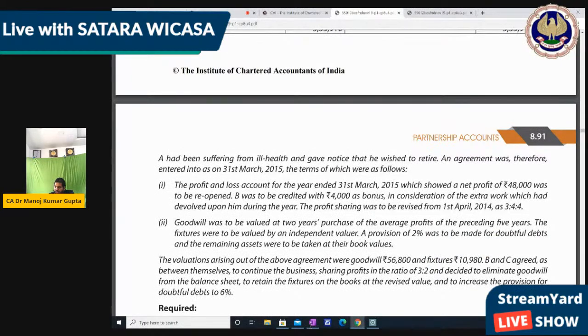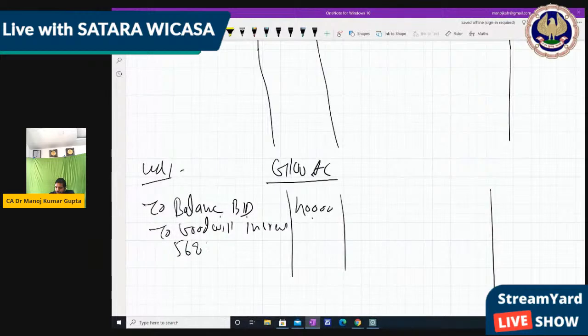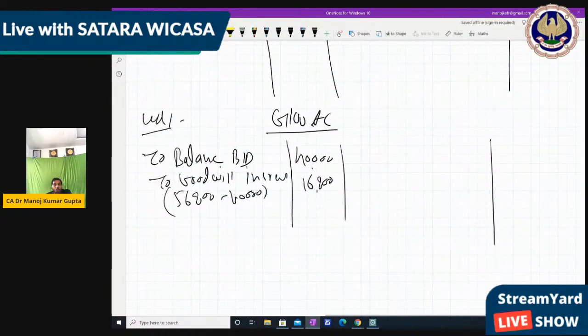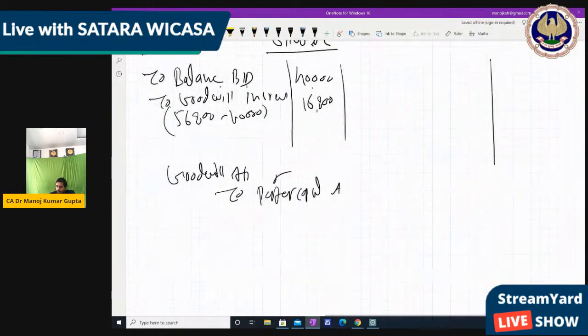The value arising out of the above agreement, but goodwill 56,800. So 56,800 minus 40,000, so that is increased by 16,800. That is the partners' capital account, old PSR, right? We can write: goodwill account debit to partners' capital account ABC, 16,800.